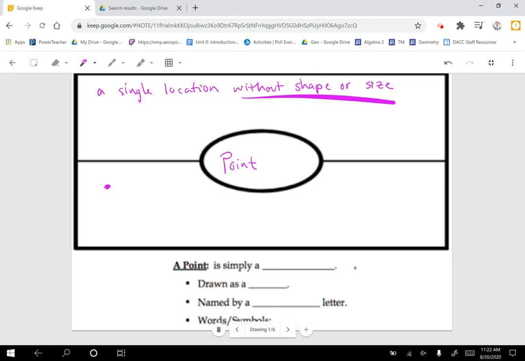Naming conventions, always capitals. Okay, so we are happy with that. We are unhappy with that. We would lose credit on the quiz if we had something like that drawn in. Okay, so don't do this. Keep it as a capital. All right, a point is simply a location. We draw it as a dot, and it's named by a capital letter. Awesome. All right, let's keep it going.